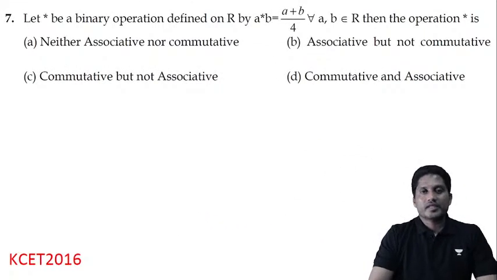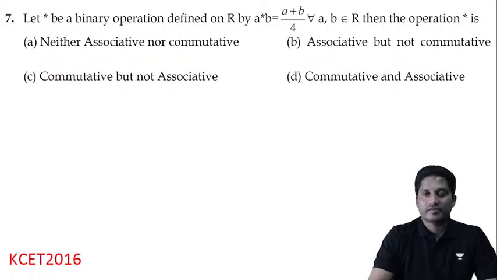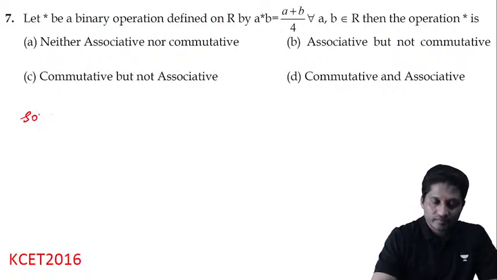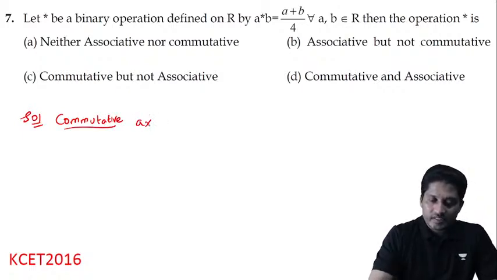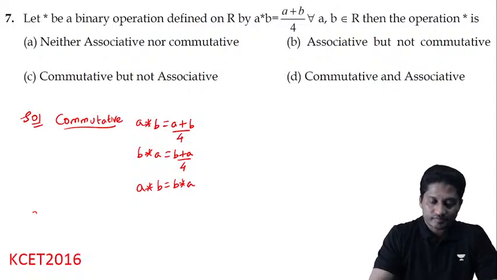A binary operation star is defined on R by A star B is (A plus B) by 4. You should check whether it is commutative or associative. Now, if I check commutative, A star B is equal to (A plus B) by 4. B star A is equal to (B plus A) by 4. Obviously, A star B is equal to B star A. Commutative. Right, let me check associative.